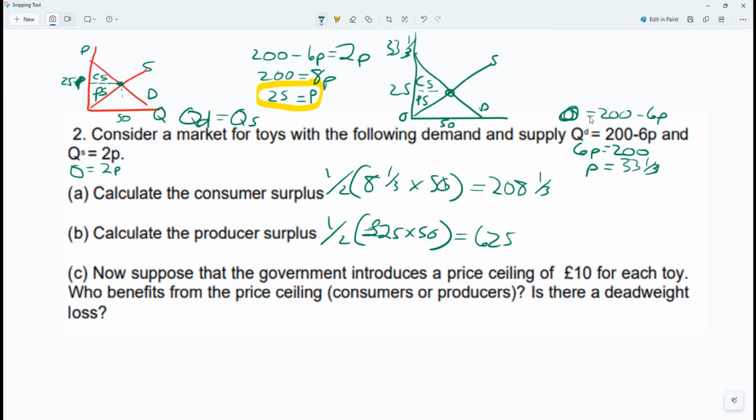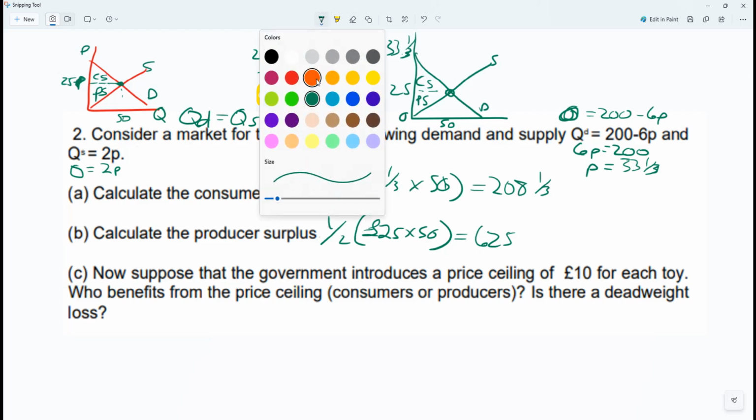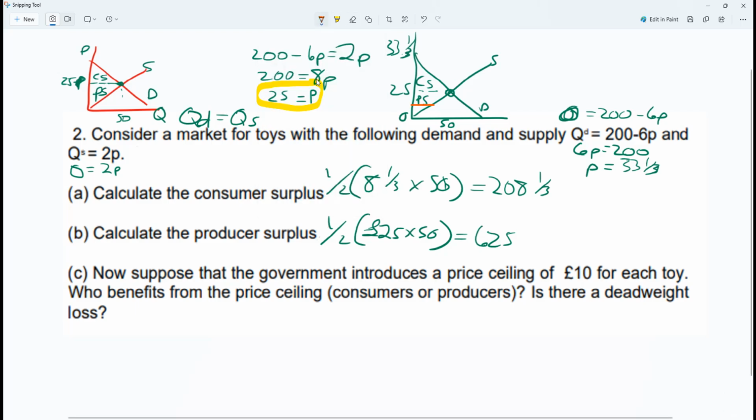Now the government introduces a price ceiling of $10 for each toy. So what we want to do is imagine that now there's this price ceiling, which means it's illegal to go any higher than that ceiling.